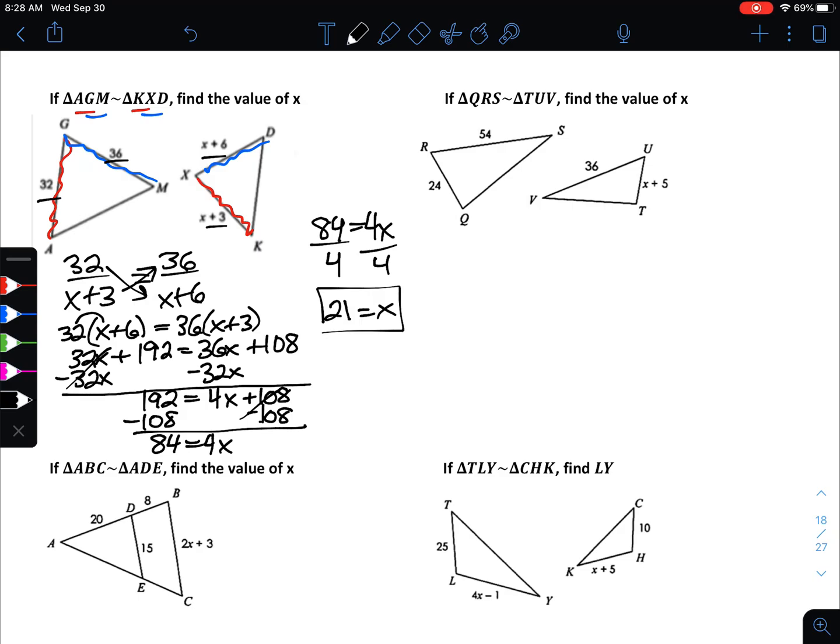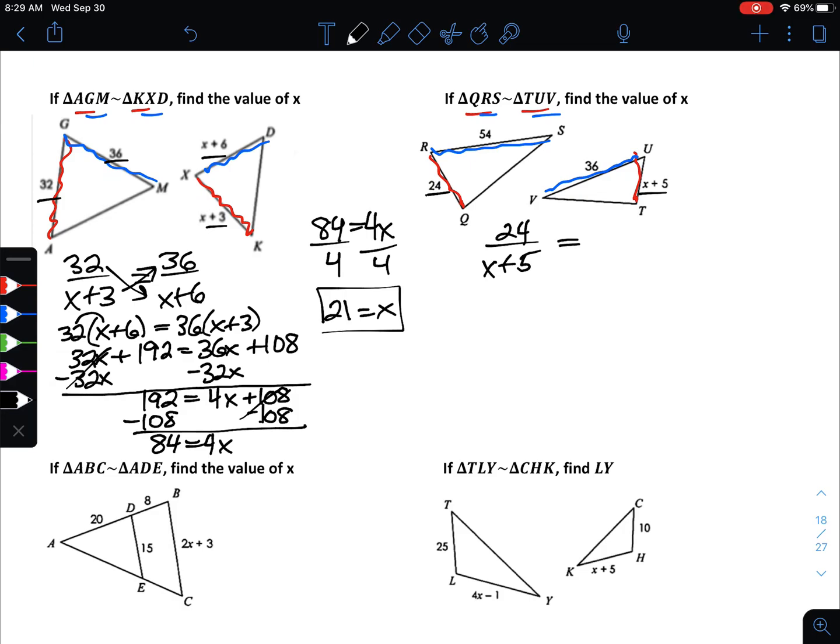All right, let's take a look at another example kind of like that. So we've got triangle QRS similar to triangle TUV. So QR is our first side, matches with TU, and we've got a match of sides. Let's keep going. So RS matches with UV. Now we can go ahead and set up our proportion. So we had the 24 matched with x plus 5.